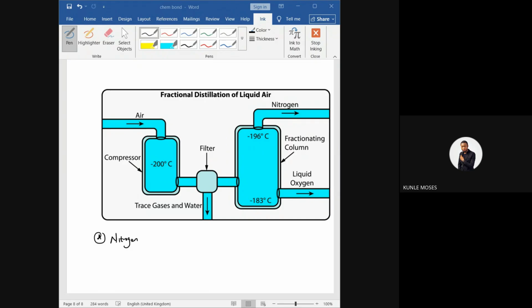So we are talking about nitrogen, which is the first component of the air. We said it has 78% abundance, approximately, when you check the air. And the properties of nitrogen include that it is a colorless and odorless gas.